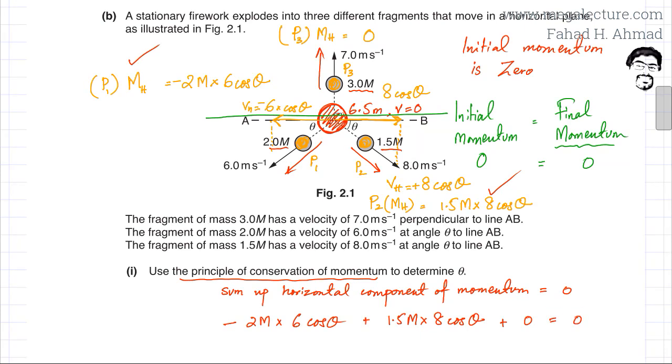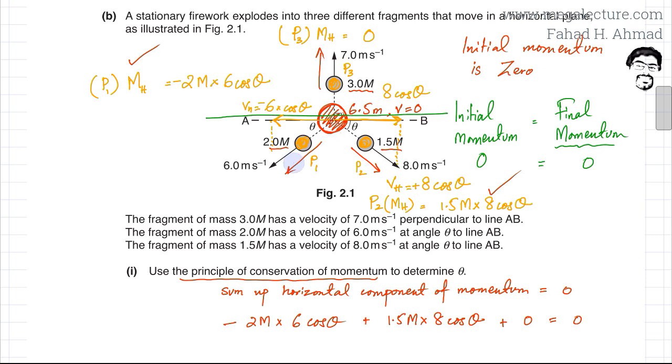Now, if I look at this equation, the sum of the horizontal components of my momentum, I'm running into trouble because using this equation alone, I can't really figure out what the value of theta is going to be. I cannot make it the subject of the equation and find the value of theta. So I'm going to start calculating the vertical component of momentum as well, the component in the vertical direction.